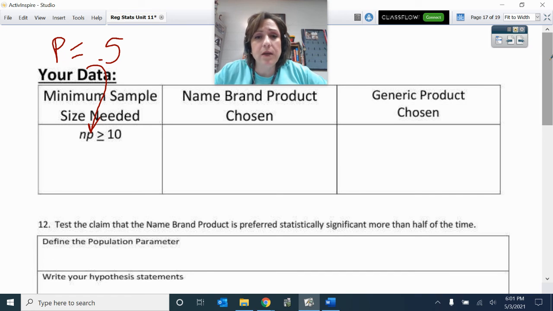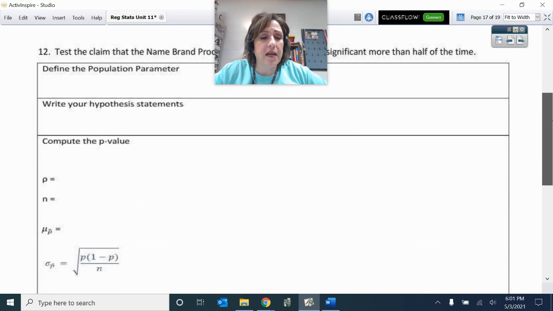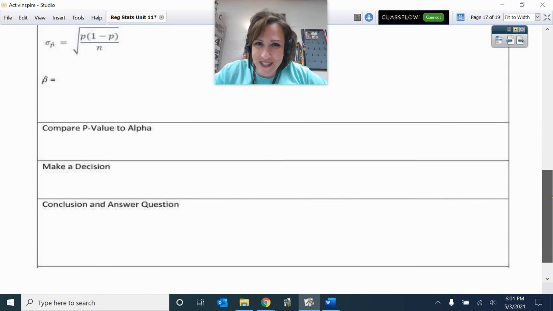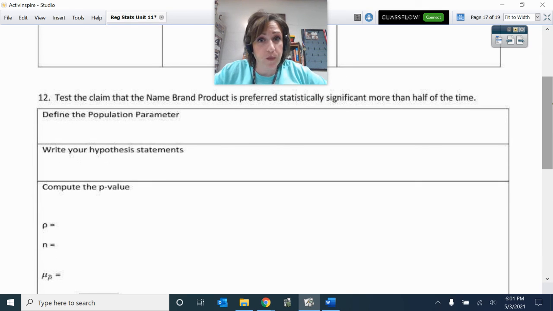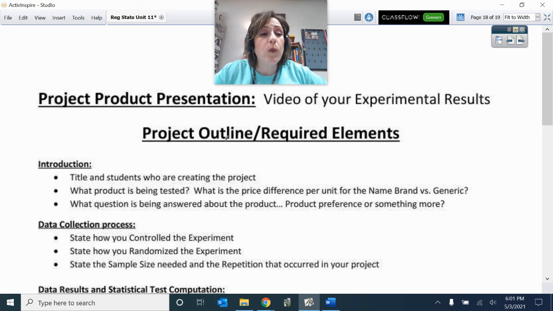And then eventually we will be doing a statistical test to see if it was sampling variability or if there really is a preference for the name brand. And then of course, eventually we will be doing a product presentation project of your results and your data collection and what all happened, and we'll talk about that after we finish our products.